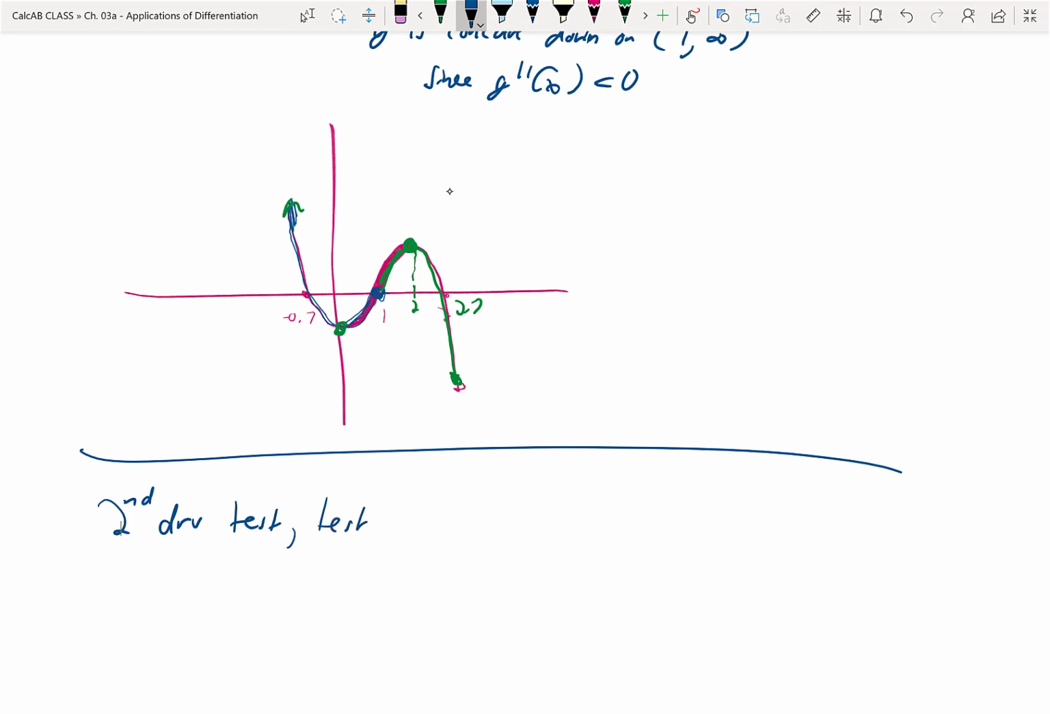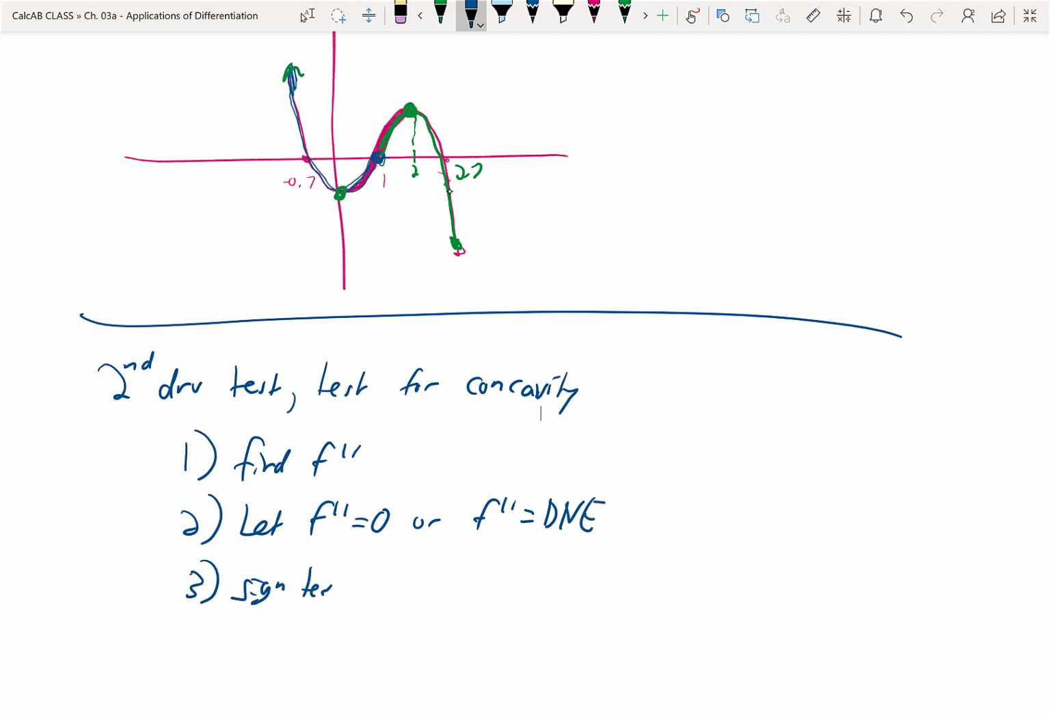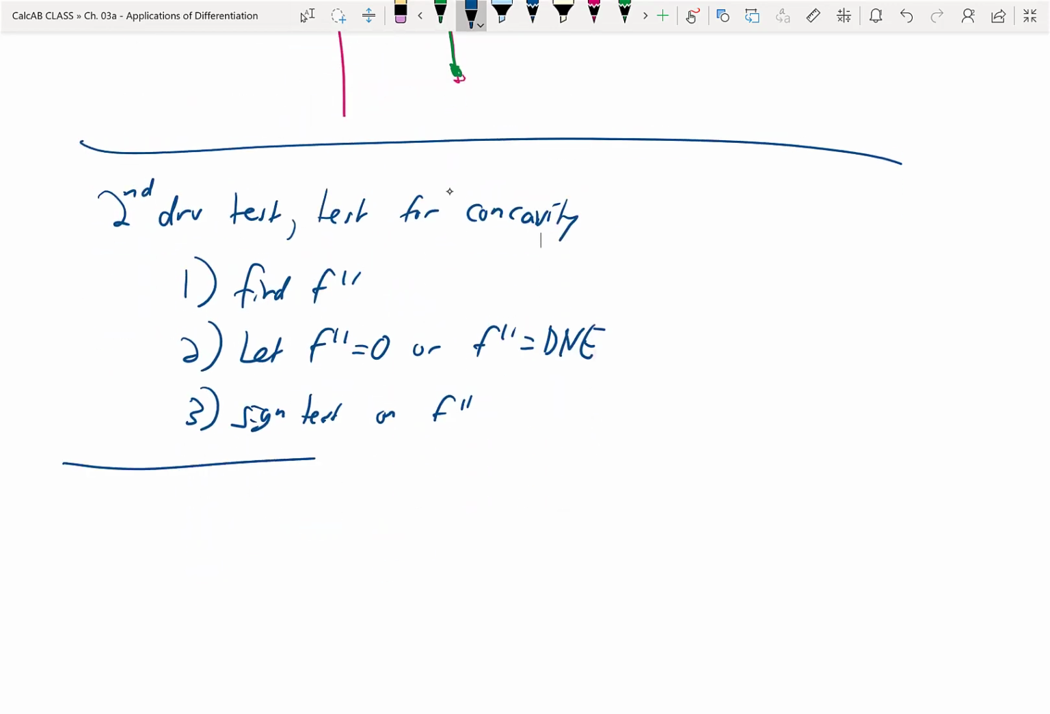As a test for concavity. So I'm going to list out steps here. First of all, number 1, find f double prime. Number 2, let f double prime equal 0 or f double prime not exist. And then finally, do a sign test on f double prime.